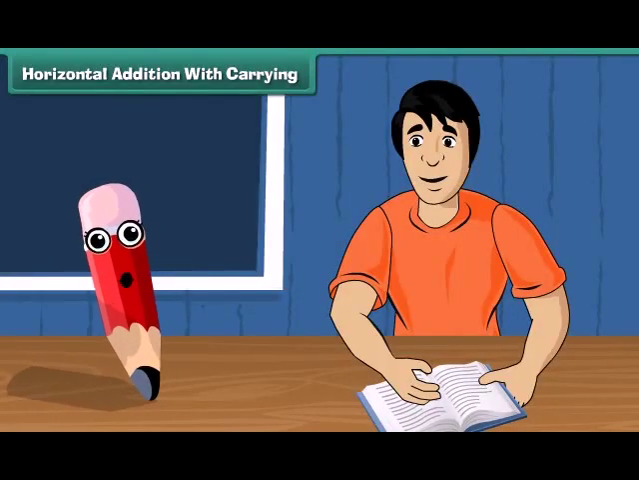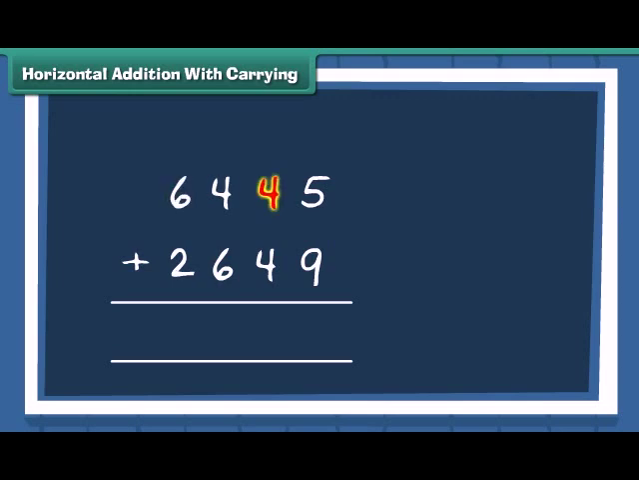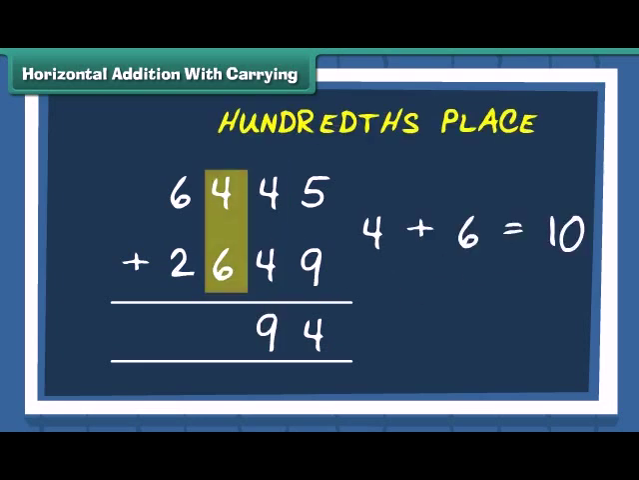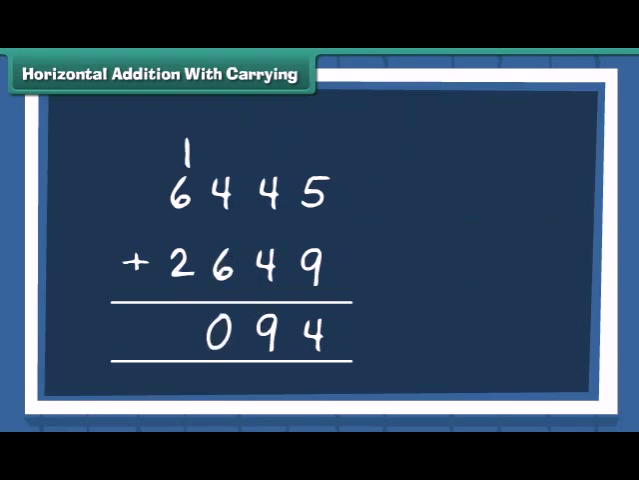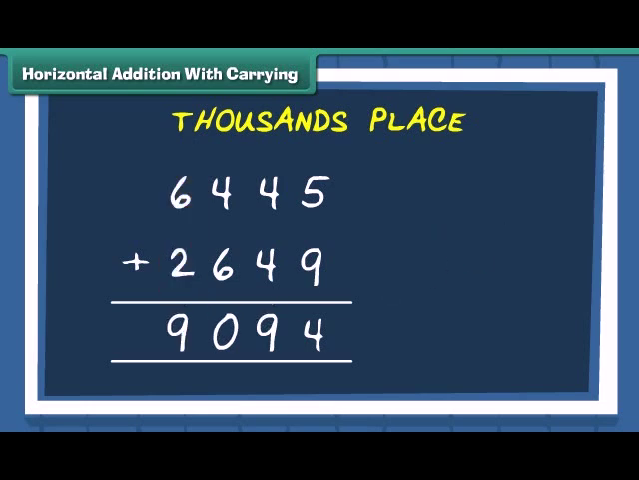Let us practice one more example with a bit of twist. We have 2 numbers 6445 and 2649. Add the numbers at ones place. Now carry 1 to the 10th place. Add the tens. Then add the numbers at hundredths place. We have 1 number carried on to thousands place. Add thousands to make right final answer. So, the answer to the problem is 9094.